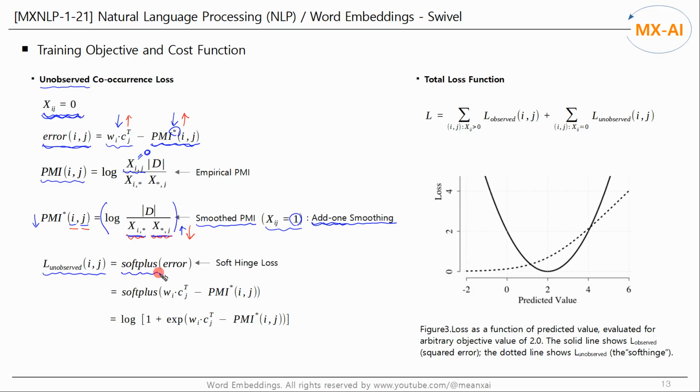The authors then apply a soft plus function to this error to define the unobserved co-occurrence loss. This is denoted as L unobserved and can be written as follows. This gives us the soft hinge-like loss shown by the dotted curve in the figure. The important point is that the model does not need to match one exact target value for an unobserved pair. Instead, once the predicted value is sufficiently low, there is little reason to push it any lower. In other words, Swivel is saying if the predicted association is already low enough, that's good enough. The model only receives a strong learning signal when the predicted value becomes too large. So, the unobserved loss mainly prevents the model from predicting an excessively strong association for a pair that was never observed together.